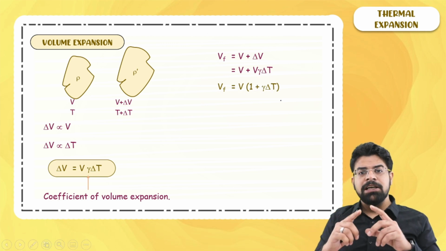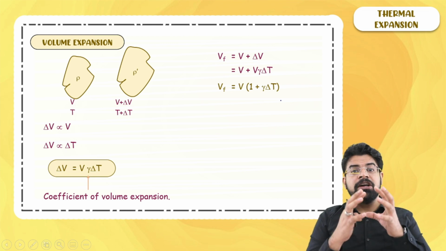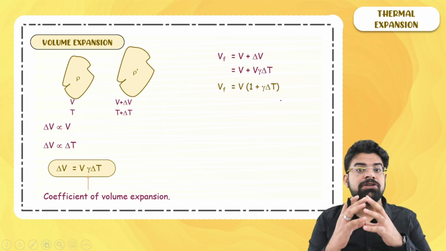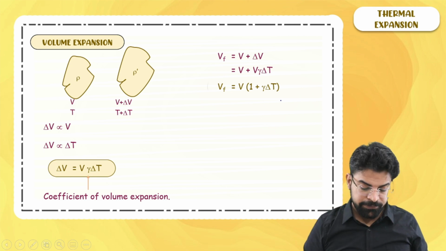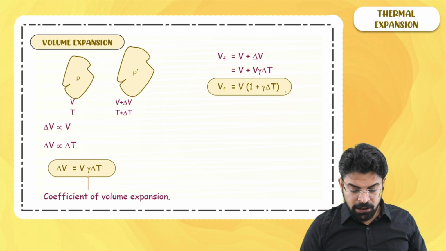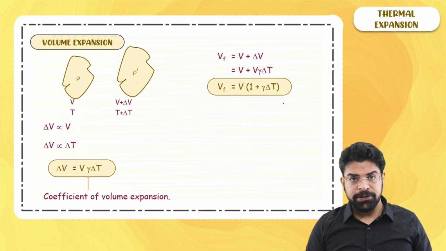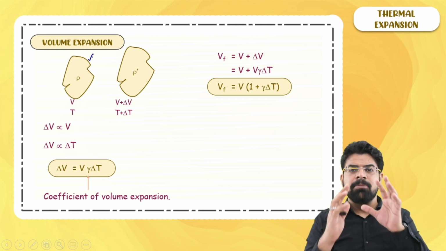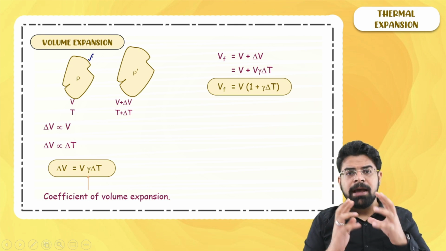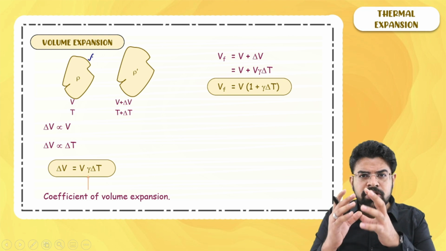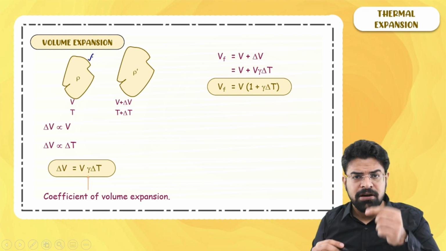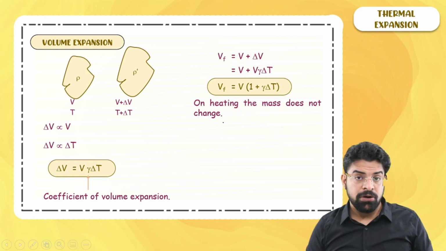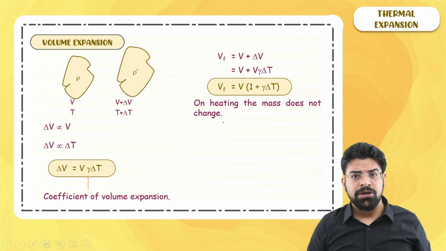Now, if gamma is positive, then the volume increases on heating. If gamma is negative, then the volume decreases on heating. Okay, remember this thing. Now, we can even talk about density. We know that as you heat up the object, its mass remains constant. What happens is that the volume increases. Since the volume increases, the density will decrease. So, on heating, the mass does not change.